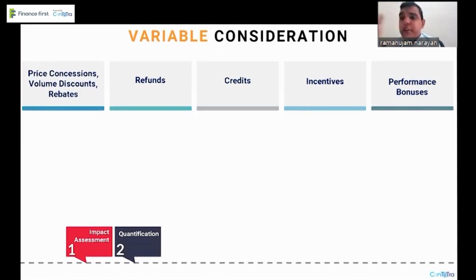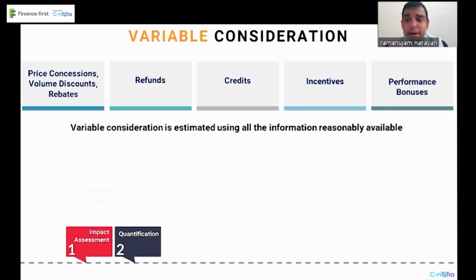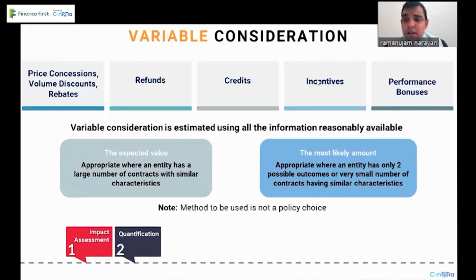The second method is where there is a portfolio of contracts, which typically happens in the IT and ITES industry, where you take an entire portfolio of contracts and accordingly estimate the volume discount and adjust the revenue from day one. These are the ways in which, like a price concession, refunds, credit, incentives, performance bonuses, your transaction price will undergo a change. Expected value is appropriate where an entity has a large number of contracts with similar characteristics. Most likely amount is appropriate where an entity has only two possible outcomes or a very small number of contracts having similar characteristics.